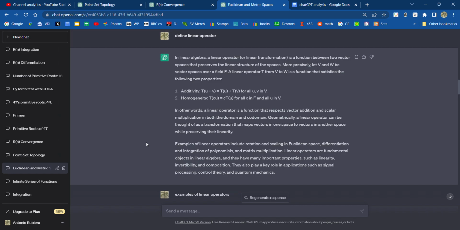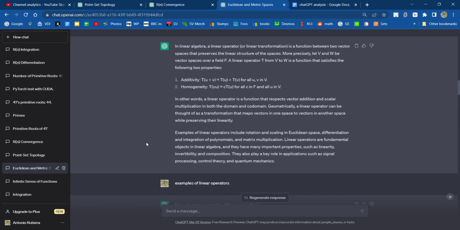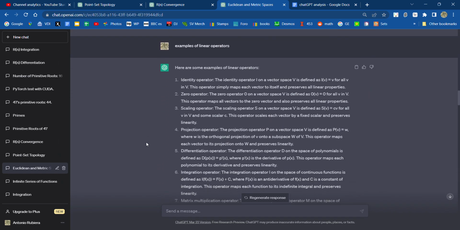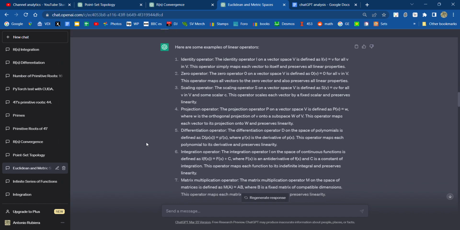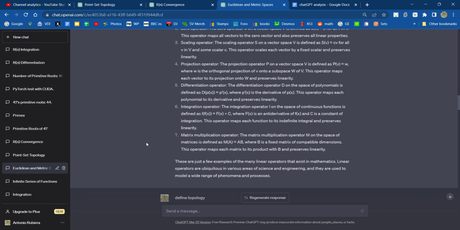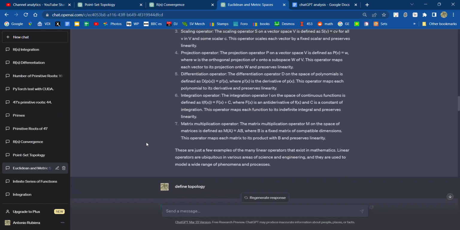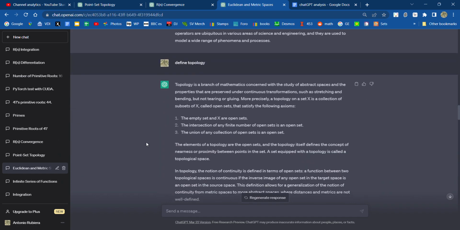Then linear operator. Function between two vector spaces that preserves the linear structure of the spaces. Additivity, homogeneity. To be revisited for sure. Examples of linear operators: scaling, zero, identity, projection, differentiation, of course, one that we're all familiar with, integration, matrix multiplication. Yeah, a readable response for sure.